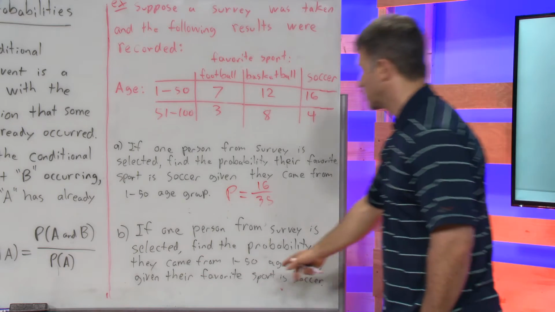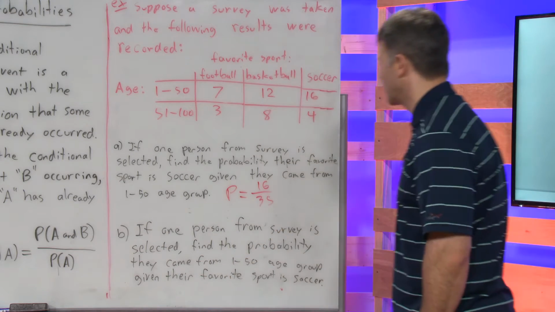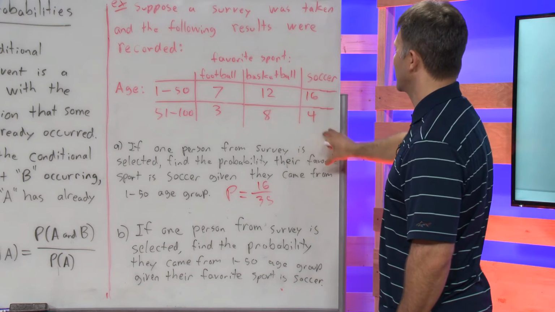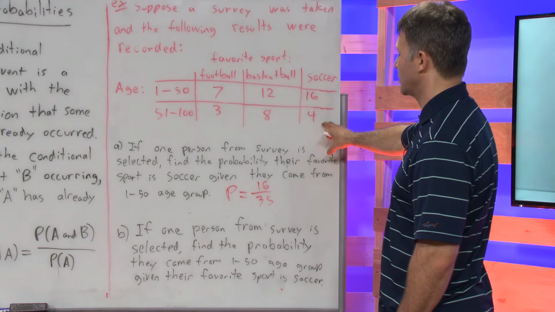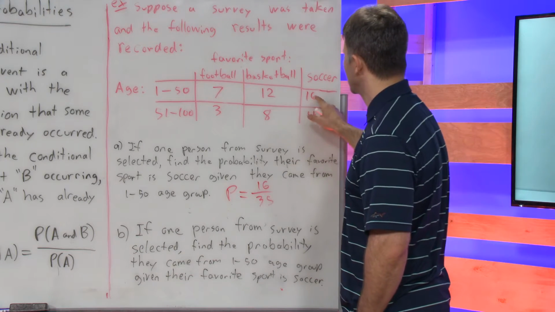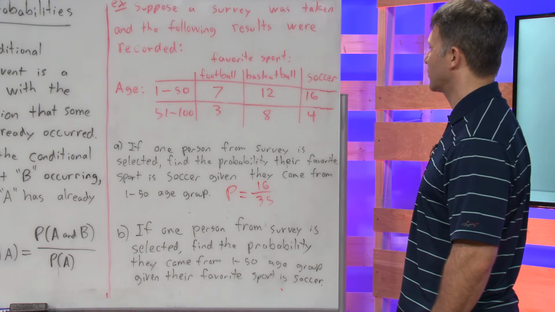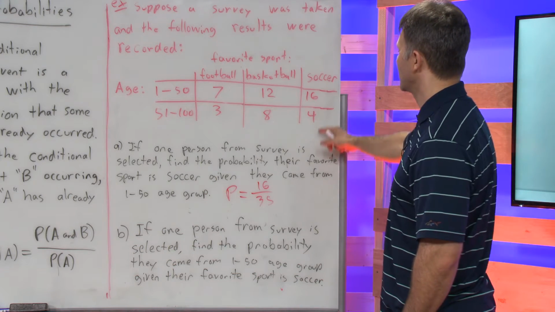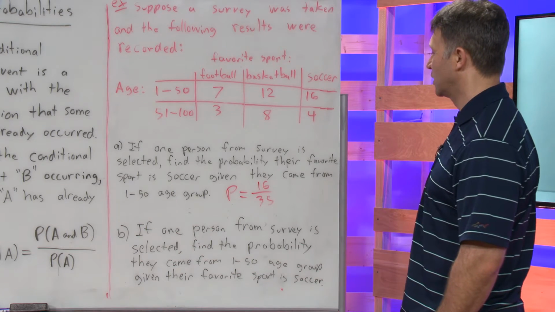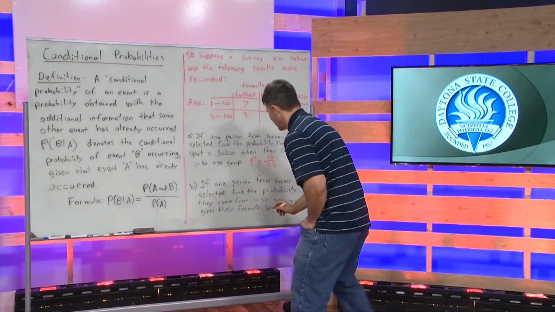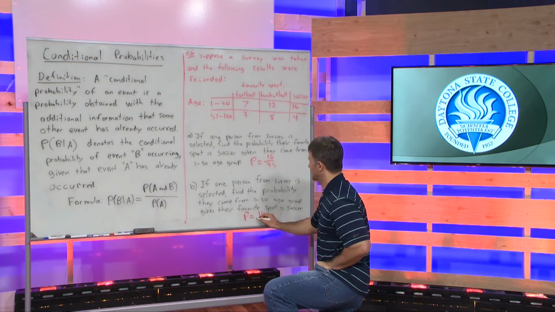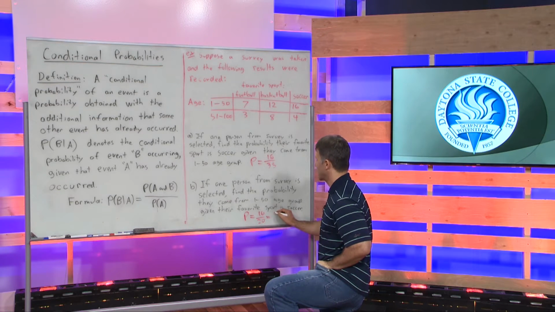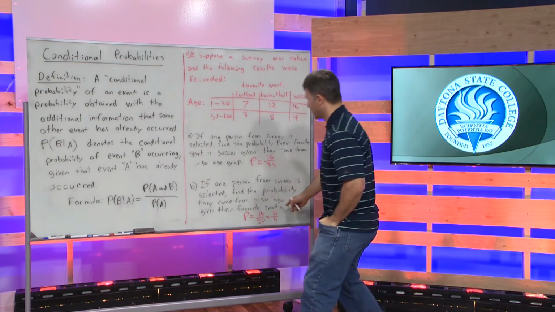Okay, and the question was, find the probability they came from the 1 to 50 age group given that their favorite sport is soccer. So given that we're looking at this column, how many people came from the 1 to 50 age group? 16 people. 16 people came from the 1 to 50 age group out of the 20 who said their favorite sport was soccer. So for part B, the answer is going to be P equals 16 over 20, and you may recognize that reduces to 4/5.